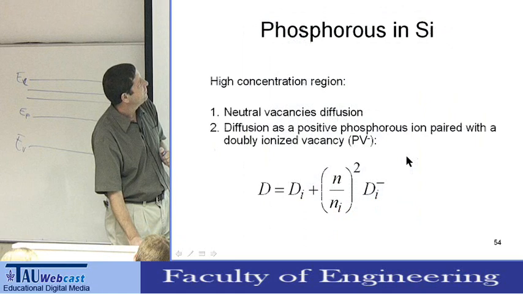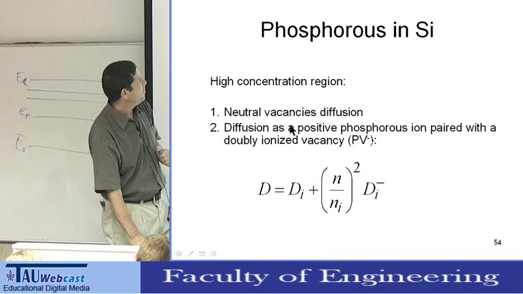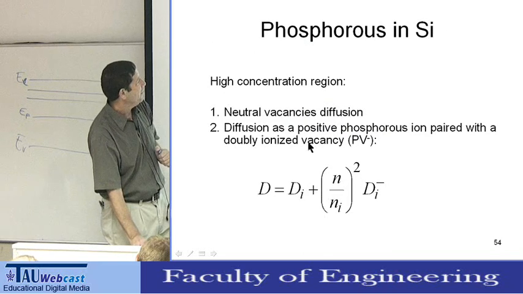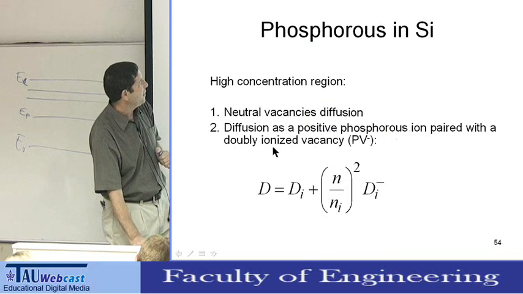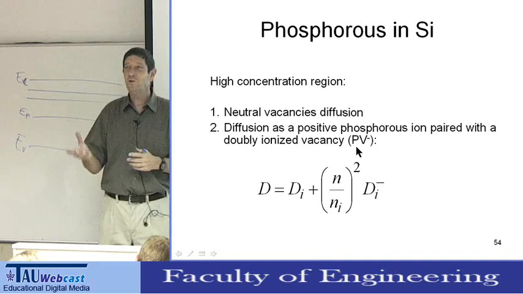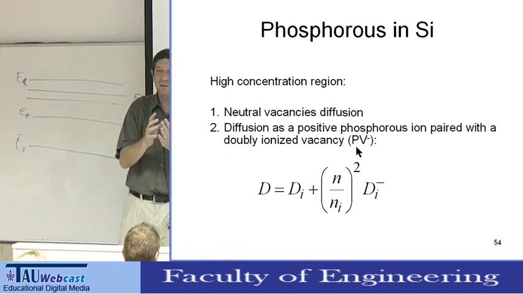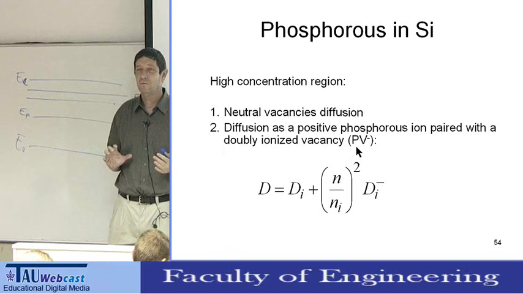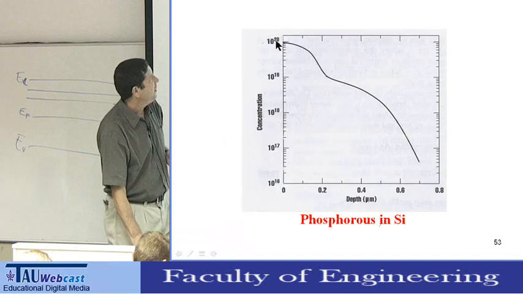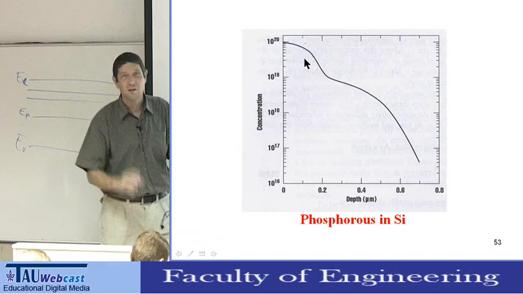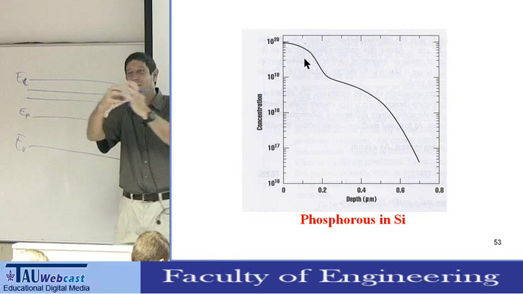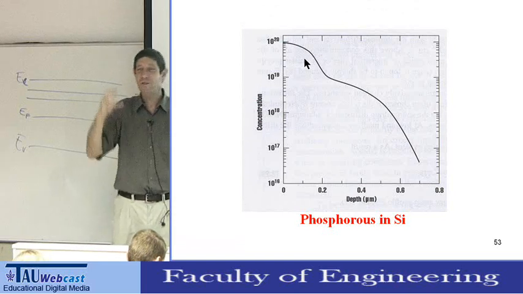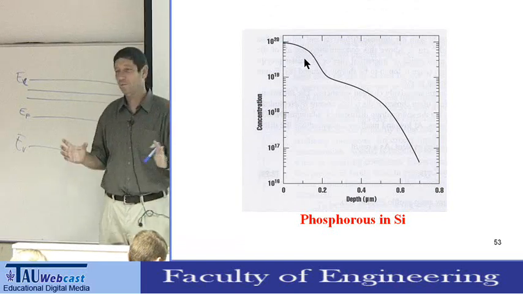And the reason is that in high concentration, in this region, diffusion is a positive phosphorus ion paired with doubly ionized vacancies. Phosphorus tends to pair with a vacancy and move with the vacancy together. So here, it's not just the phosphorus. The phosphorus is traveling and the vacancy is traveling behind it. So they are dependent motion. But this occurs only at high concentration.